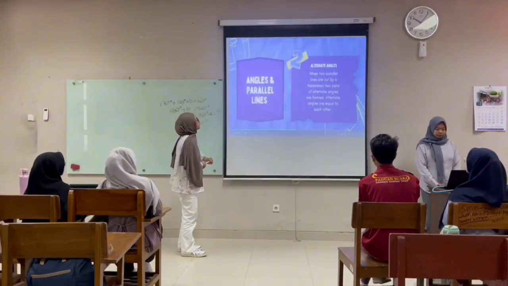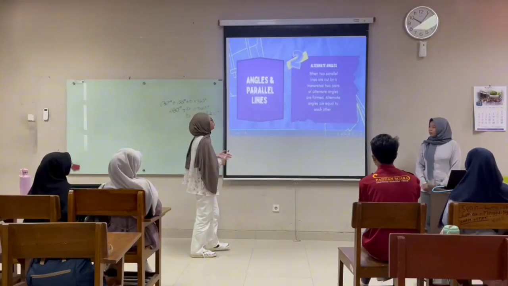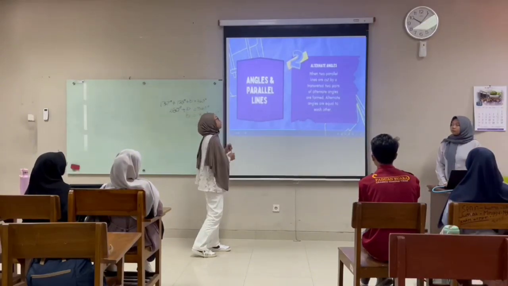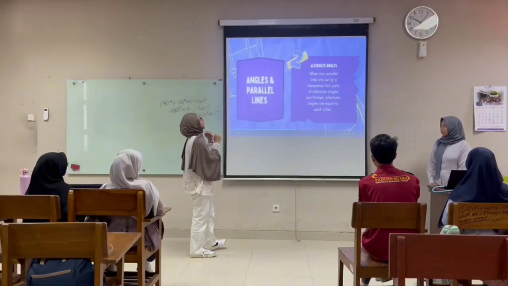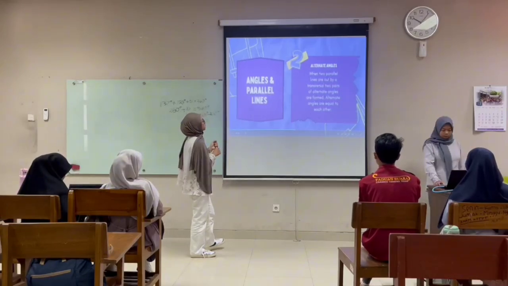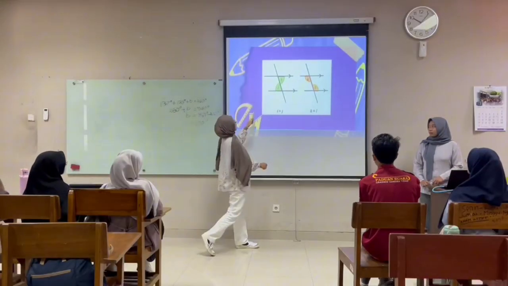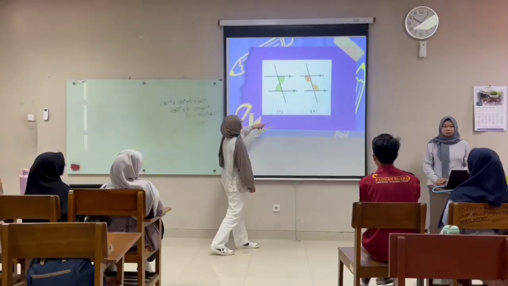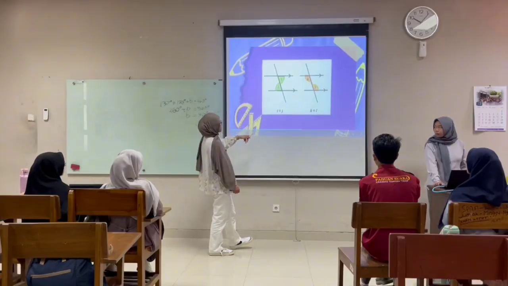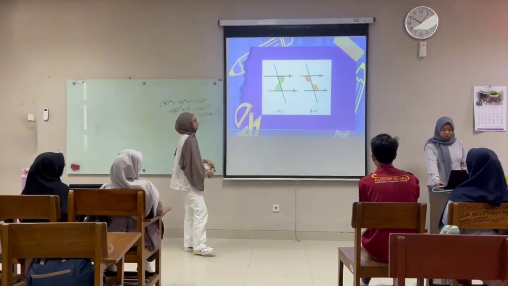Next is alternate angles. When two parallel lines are cut by a transversal, two pairs of alternate angles are formed. The alternate angles are equal to each other. Alternate angles are like a Z shape. So A is equal to G and K is equal to L.